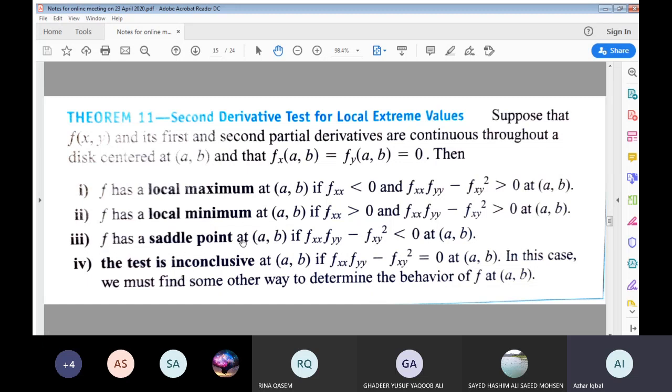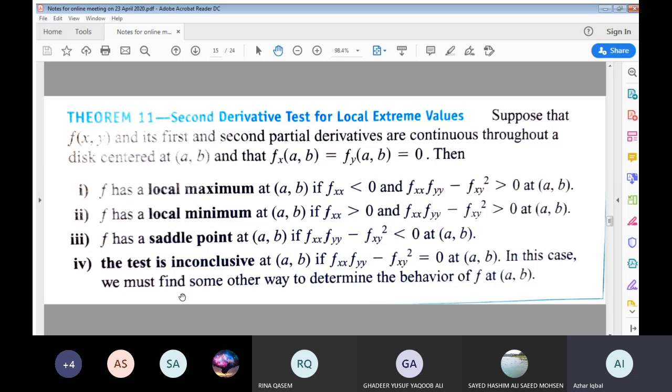And f has a saddle point at the point (a, b) if this same term which we just considered remains less than 0 at the point (a, b). So in the previous two situations this remains bigger than 0, and here it has become less than 0, and this results in the saddle point. And the test is inconclusive at (a, b) if this term vanishes at the same point (a, b).